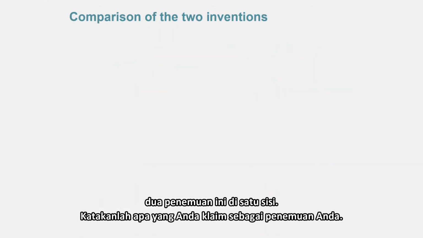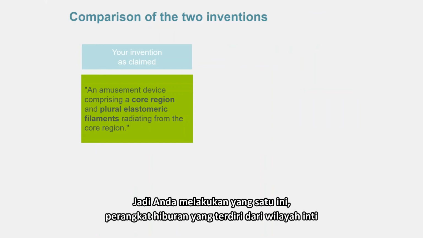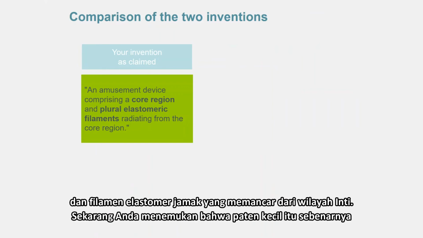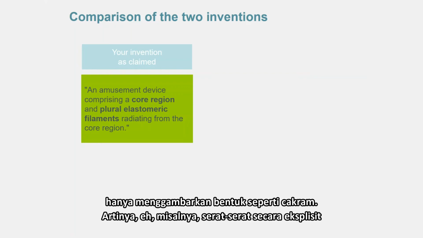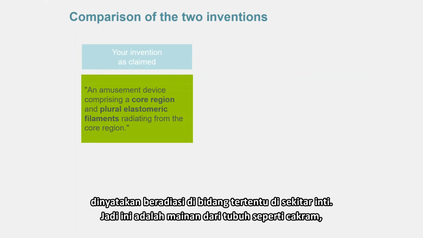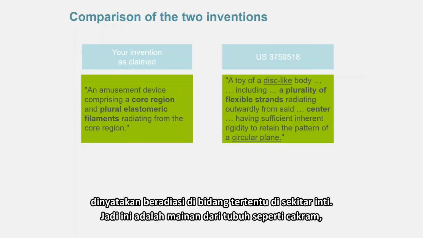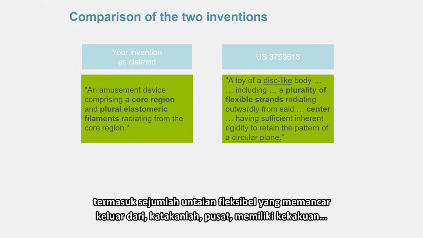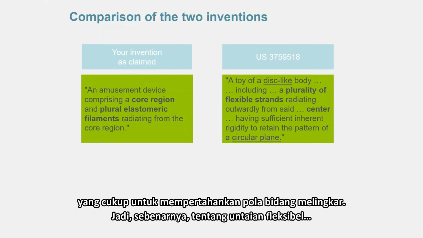So let's compare these two inventions. On the one side, what you claimed as your invention: an amusement device comprising a core region and plural elastomeric filaments radiating from the core region. Now, you find that the earlier patent only describes a disc-like shape. That is, for example, the fibers are explicitly stated to radiate in a particular plane around the core. So it is a toy of a disc-like body, including a plurality of flexible strands radiating outwardly from said center, having sufficient inherent rigidity to retain the pattern of a circular plane.